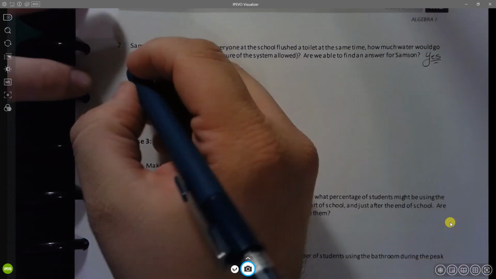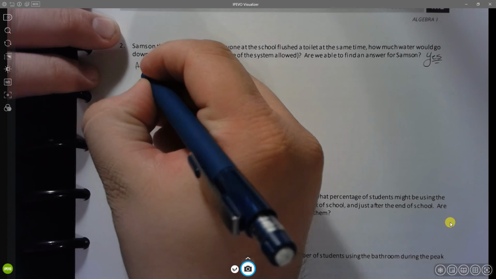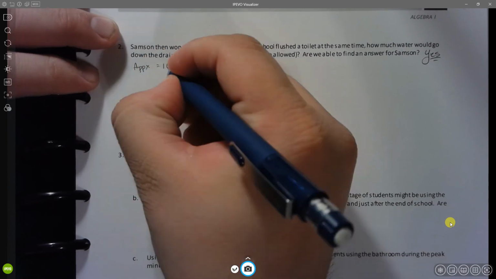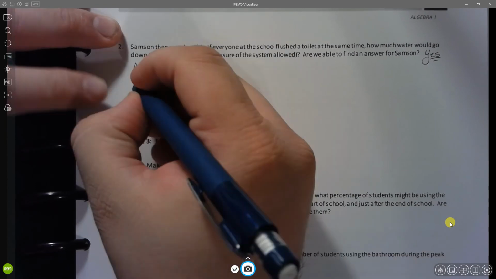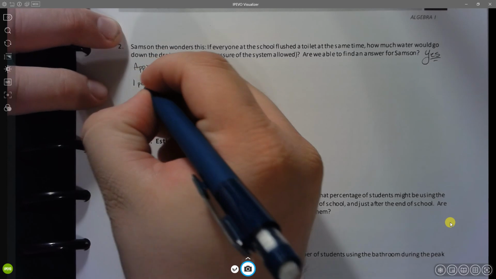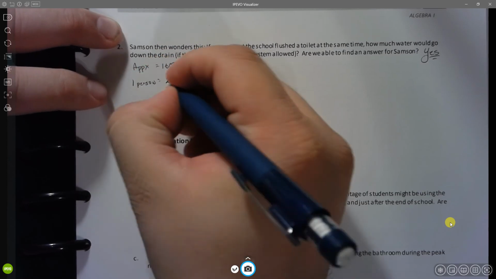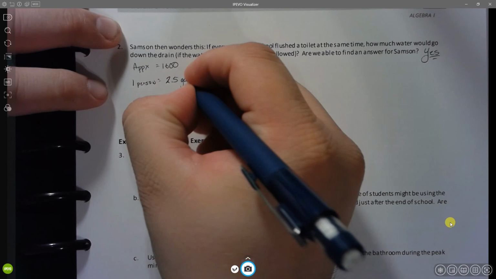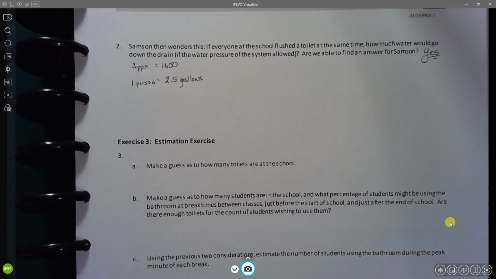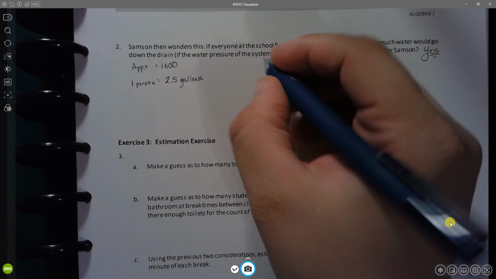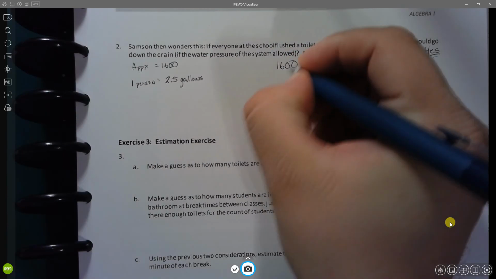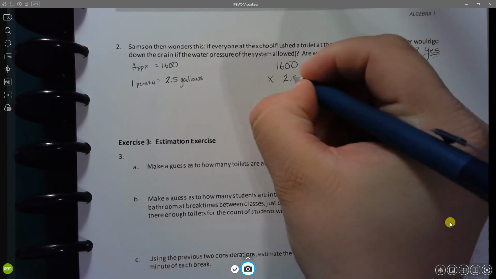If we know that there are approximately 1,600 people, and we know that one person flushes 2.5 gallons, then all we got to do is what? Correct. All we got to do is multiply. So we got 1,600 times 2.5.